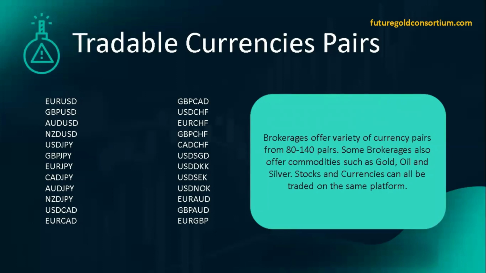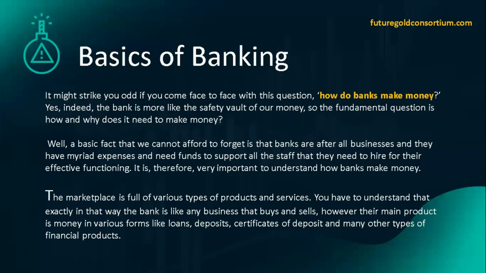Now, these are a list of tradable currency pairs that you can find on a variety of different brokerage firms. Brokerages offer a variety of currency pairs ranging from 80 to 140 pairs. Some brokerages also offer commodities such as gold, oil, and silver. Stocks and currencies can all be traded on the same platform.